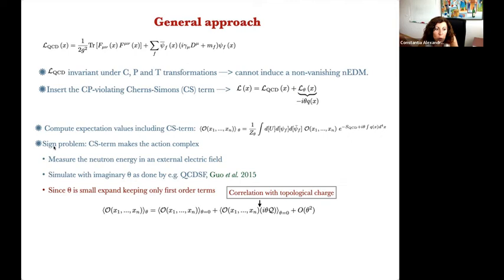And there are various techniques to deal with it on the lattice. One is to measure the neutron energy in an external electric field, so the shift in the masses if you have an external electric field. One is to simulate with imaginary theta. Massimo already mentioned this, we rotate to imaginary theta, and this presumably will be reported by Gerrit later on in the week. So QCDSF has used this approach. What we do is to consider that since theta is small, we expand this Feynman path integral to leading order.